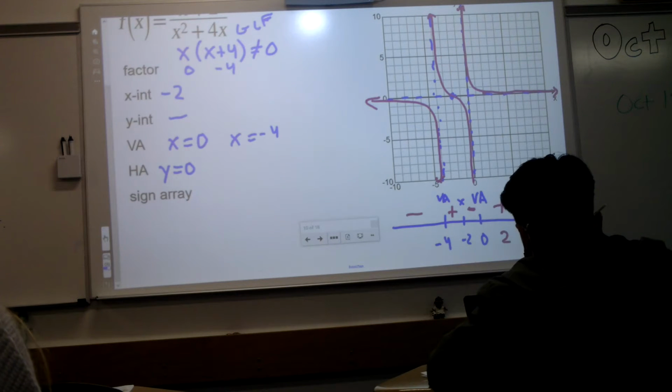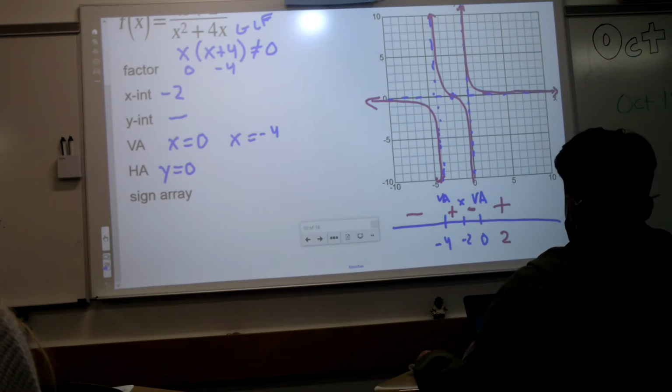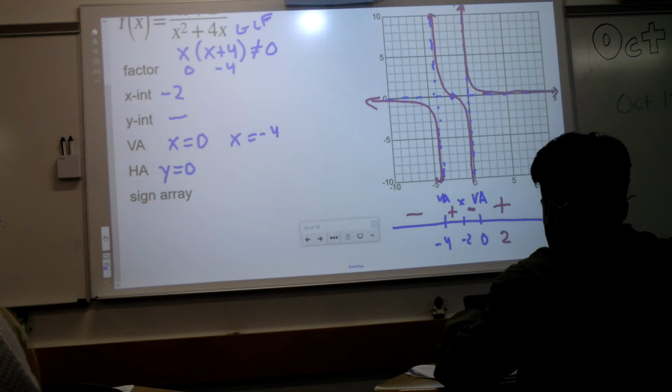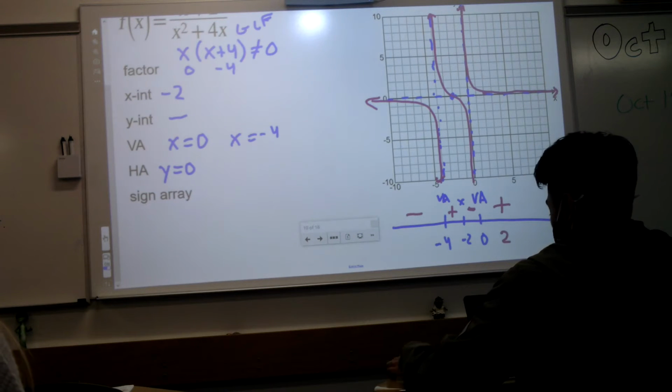Okay, so the way you get your y-intercept is you plug in 0. But if I plug in 0 here, I'm going to get 2 over 0. What's 2 divided by 0? Undefined, exactly. That's how we know nothing's going on. Good question.